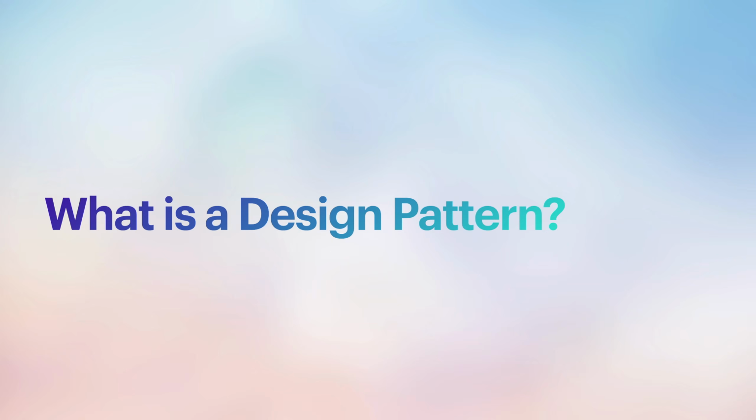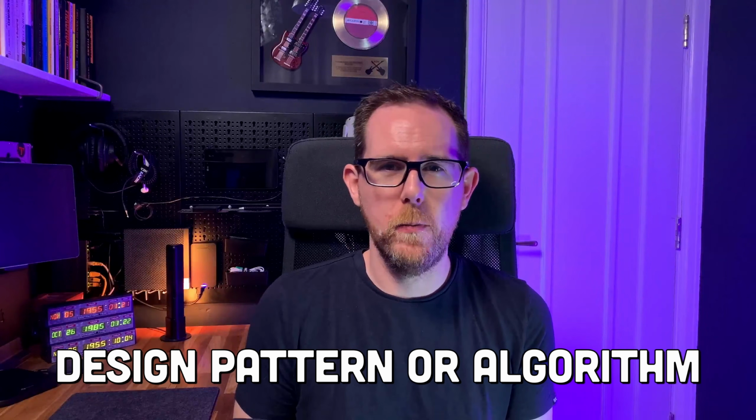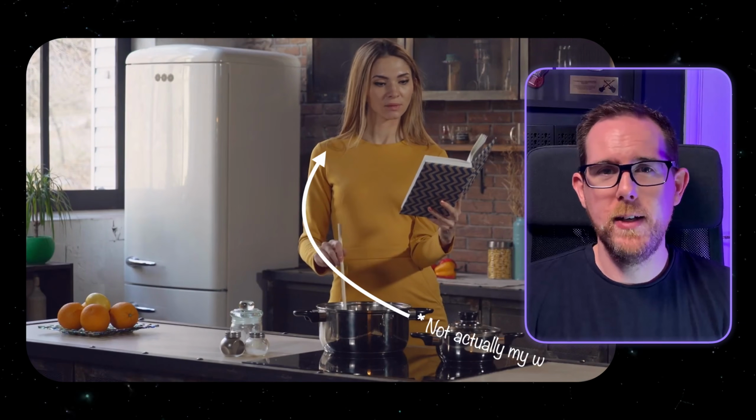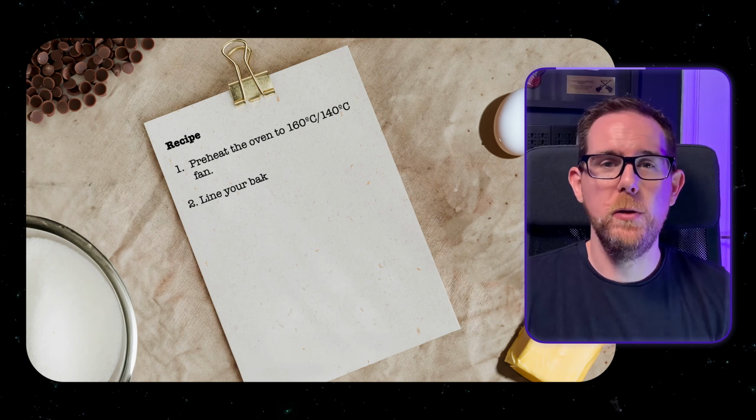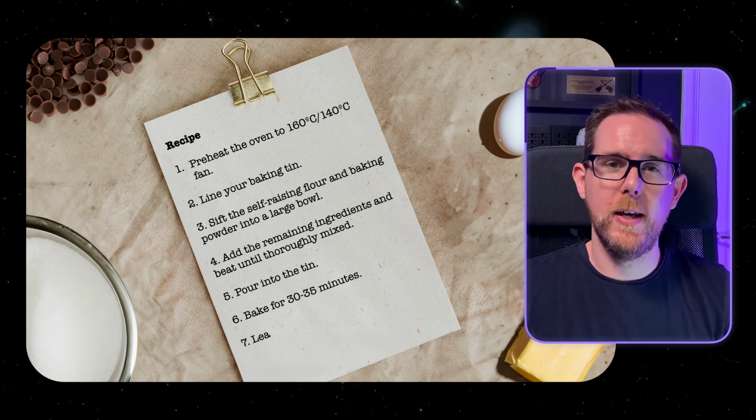So what is a design pattern? If you're struggling to work out the difference between a design pattern and an algorithm, then maybe this analogy will help. So let's say it's my birthday tomorrow and my wife is going to bake me a birthday cake. To do this, she might follow a recipe, and this is going to give her step-by-step instructions on how to bake that cake. The recipe in this case is an algorithm. It's giving you step-by-step instructions on how to bake a cake that you can repeat over and over again to produce the same thing. Sure, you might switch out some of the ingredients to produce different cakes, but these are really just different input variables.